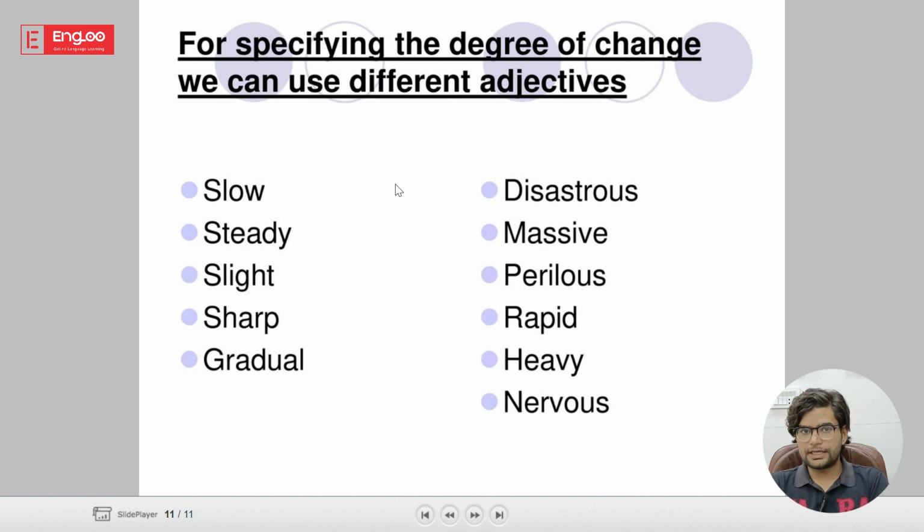That is all for the day. I hope you have understood the concept and now have a clear idea regarding how to describe tables, charts, and like pie charts, line graphs, and bar charts.